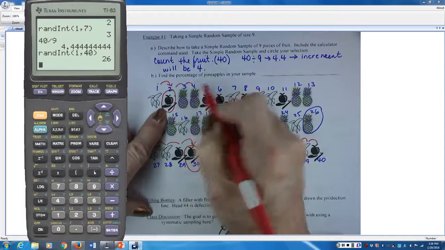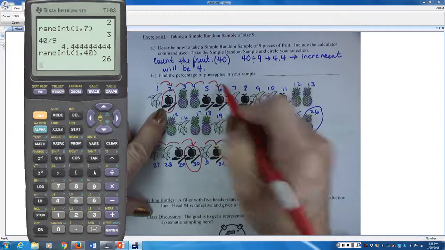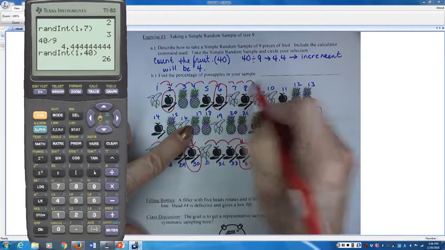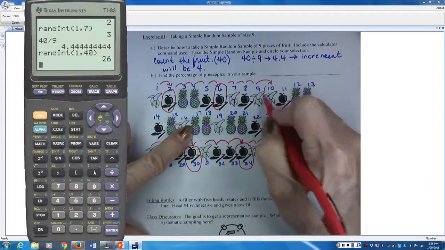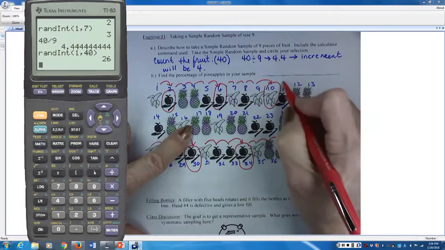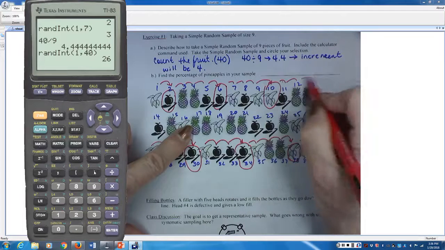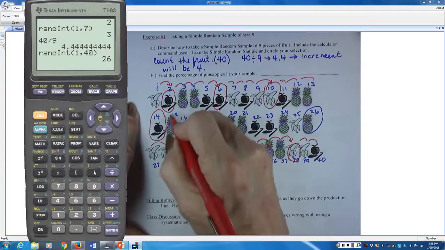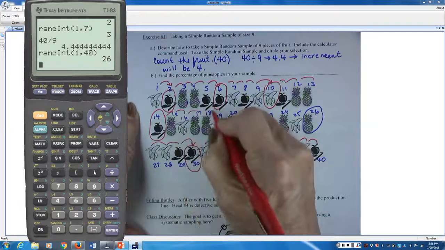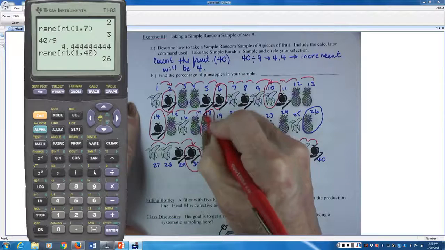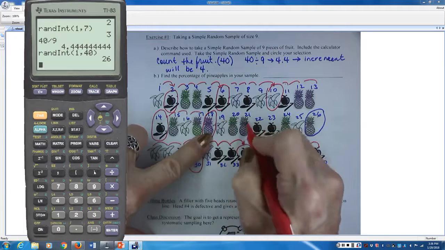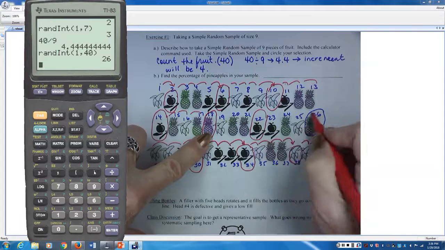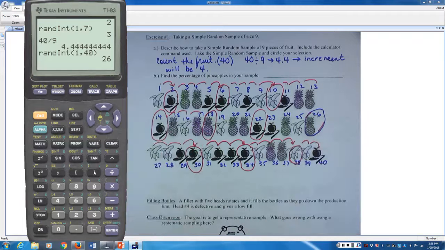1, 2, 3, 4. Again and again, counting 4 each time, until 1, 2, 3. I already chose 26, so I'm done.